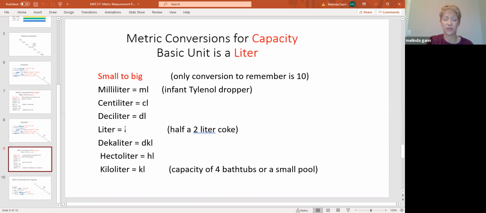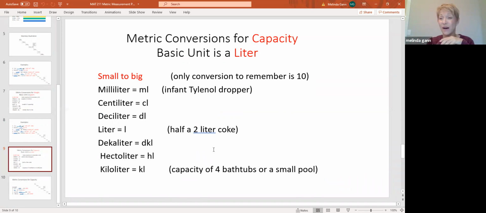So this time, the only difference is instead of having meter right here or gram, I've got liter. But again, this is small to big. Milliliter, centiliter, deciliter, just like before. So again, you would show the kids, like, you can get one of those 1 liter Cokes, or you can bring in a 2 liter Coke and be half of it and show them how much a liter is.